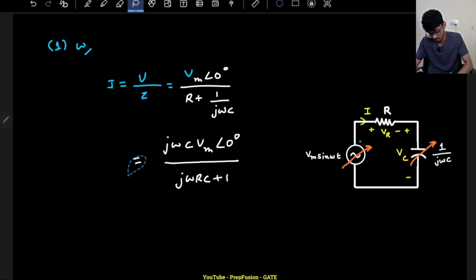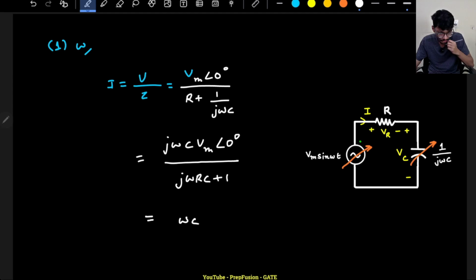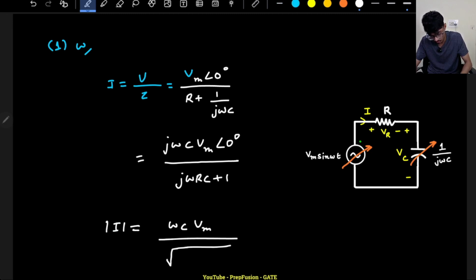Okay, so this will be my current I. Omega C is some constant. So here you can do two things. Either you can write the magnitude and phase separately, or you can write in rectangular format. So I will write the magnitude and phase separately now. So what is the magnitude? Magnitude of I will be omega C Vm divided by under root omega RC whole square plus 1.